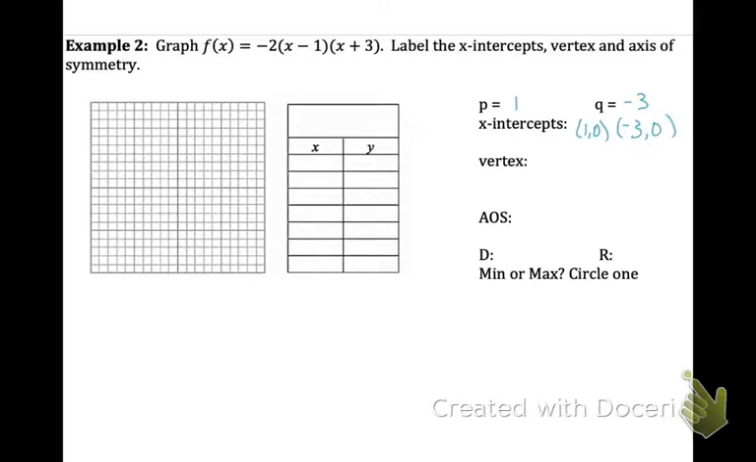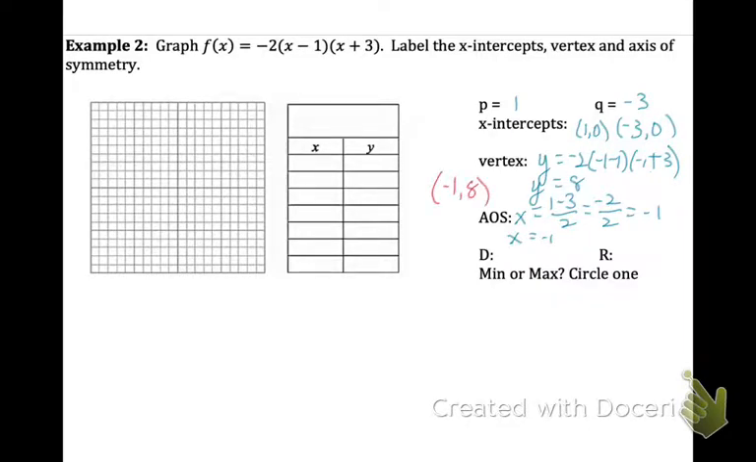Now let's jump down and find the axis of symmetry, which is the x value of the vertex. So add p and q, which will give you negative 2, divided by 2 is negative 1. And now to find the y value of the vertex, plug in negative 1 into your equation for x in both locations, and then just do the math. So the y value of the vertex will be 8. So we have the vertex (-1, 8).